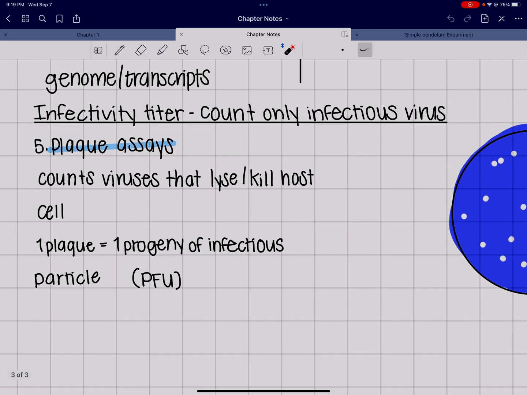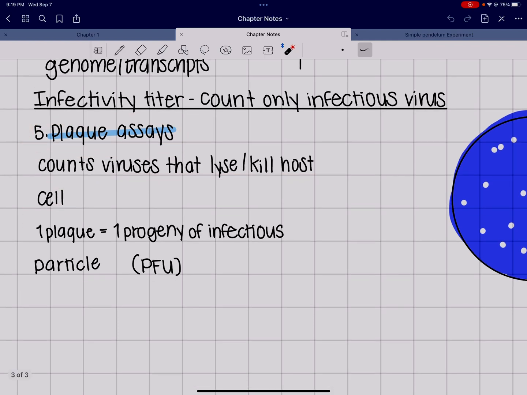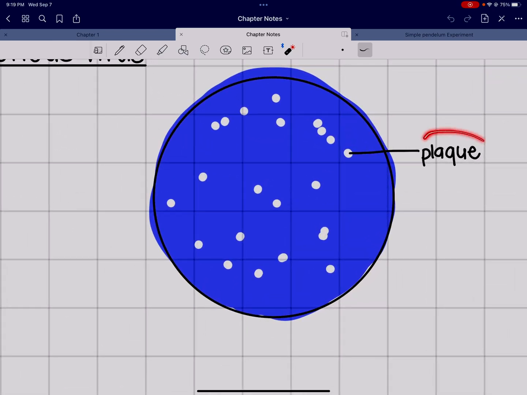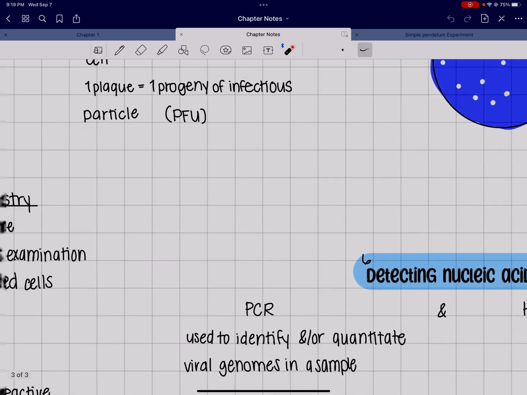Next, we also have the infectivity titer. We use the plaque assay in this case. These count viruses that lyse or kill host cells, so only infectious viruses. One plaque equals one descendant of an infectious particle. And here we have a little image showing how the plaque is visualized in a petri dish.